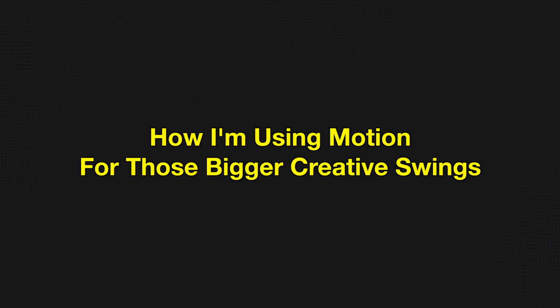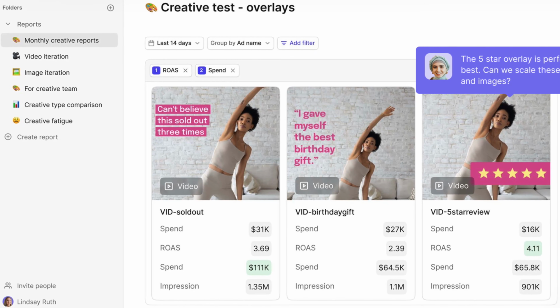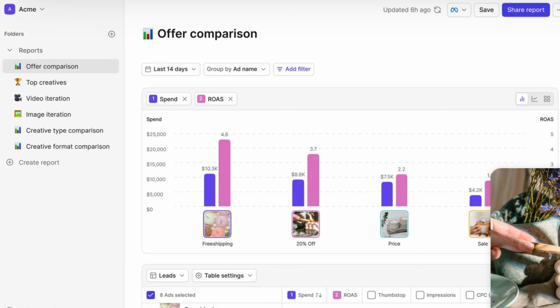Okay, now let's talk about how I am using Motion for those bigger creative swings. Again, Motion isn't just a creative analytics tool, it's a tool for overall creative strategy. It quickly helps me identify what works, to spot patterns and iterate effectively, and honestly just gives me the confidence that I need to take much bigger creative swings that ultimately scale.